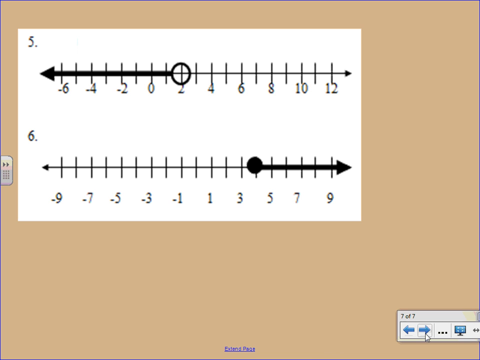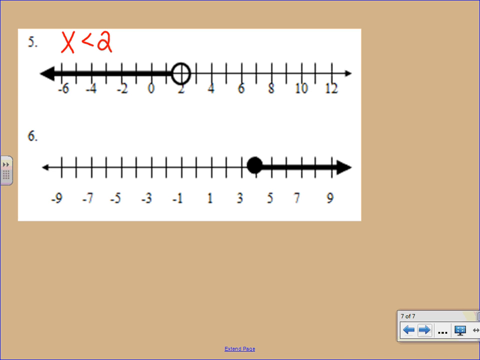All right, for the last 2 examples, we have the graph for you, and you have to write the inequality. So we're going to start with the variable, and you can just always use x if you want. It is an open circle, so it's either less than or greater than. And because we're shading off to the left, it's going to be the less than symbol. So x is less than 2. Number 6, be a little bit careful with the scale here.